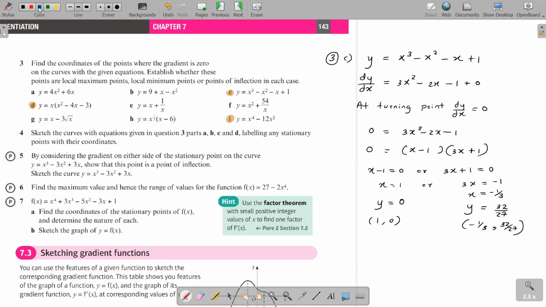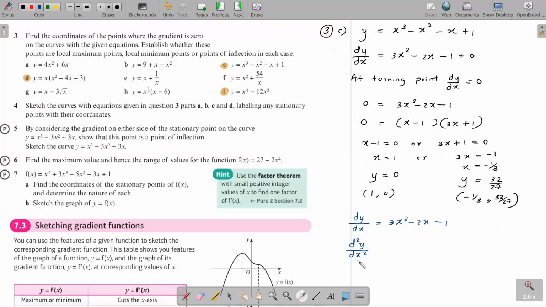For that, we go for the second derivative. You have your dy by dx, which is your f dash x, which is 3x square minus 2x minus 1. Second derivative means differentiate twice, and we create something called d square y by dx square, in other words the f double dash x. So let's differentiate this again. 3x square differentiates to 6x, minus 2.